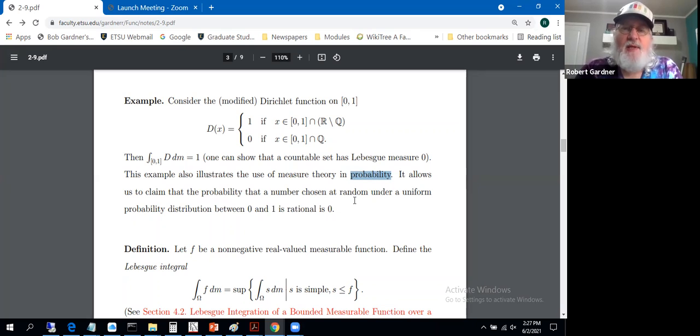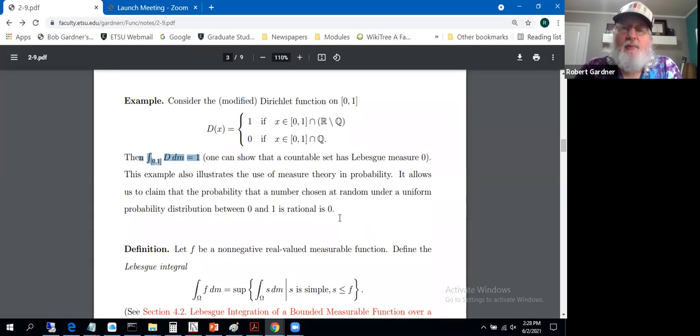So we could say something like, pick a number between 0 and 1 with a uniform distribution. Take a uniform probability distribution on the interval 0, 1. Pick a number at random. What's the probability that number is irrational? It'll be represented by integrating over the irrationals and produce 1 as well. The fact that we get 1 up here shows we really do have a candidate for a probability distribution.